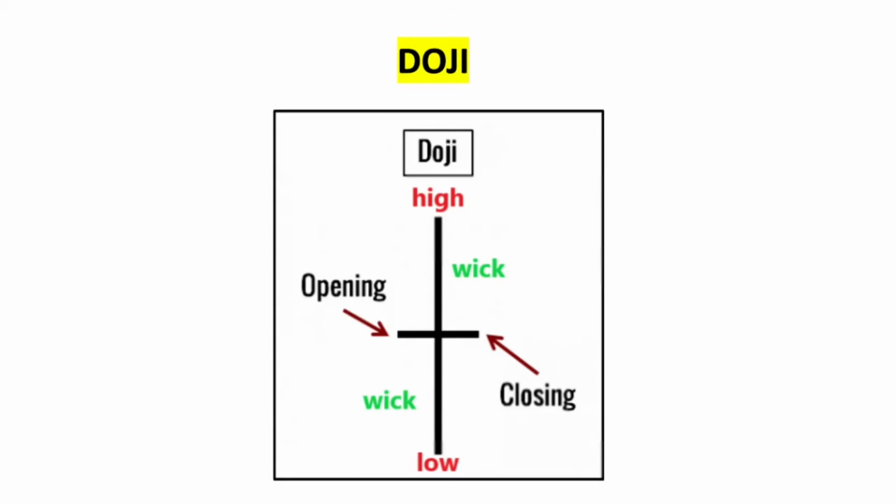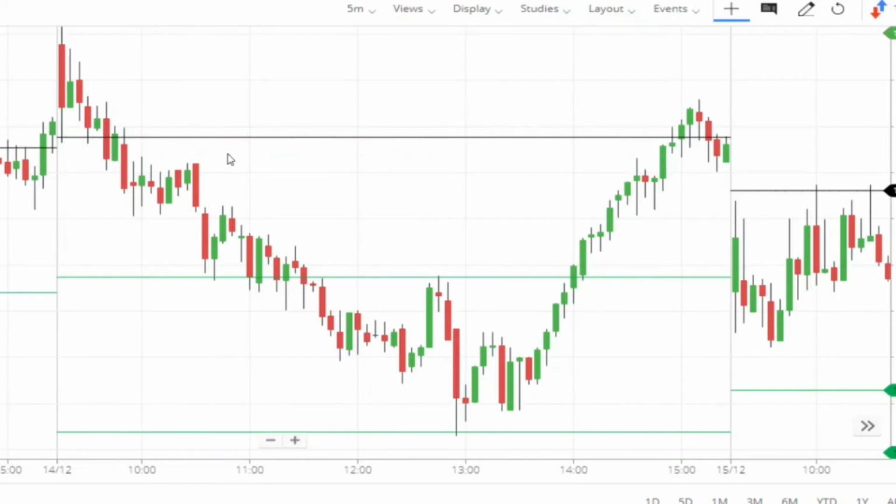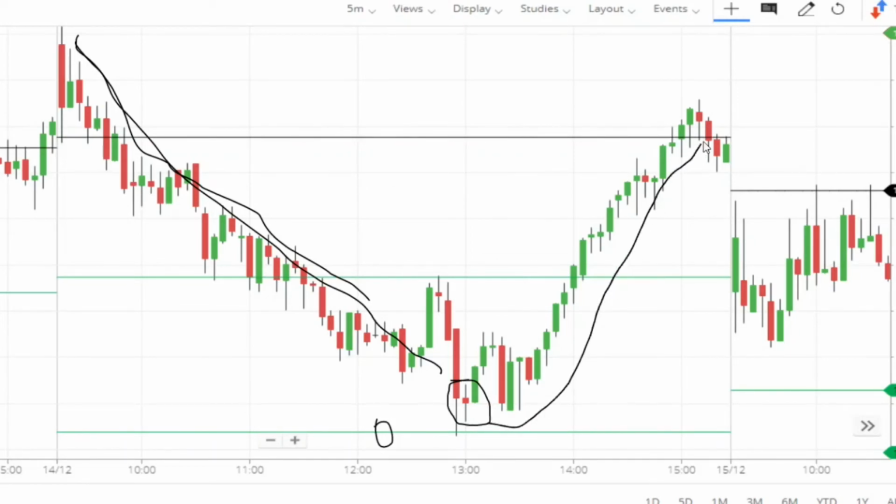So let's see this in an example. You can see here how big the fall was. The price started to fall from the opening point till this level, till this support point, and you can see there was a doji here at the support line. Near this support line there was a doji, and after the doji you can see how price moved again with good green candles. So this is how you can trade the doji.